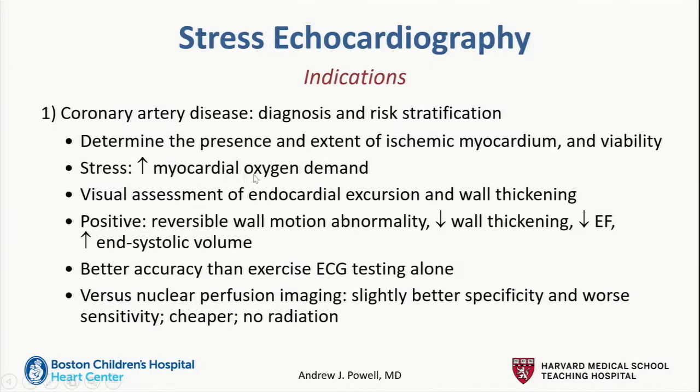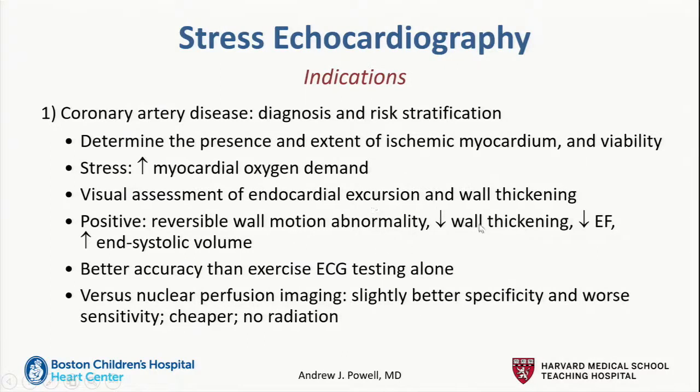We're increasing the myocardial oxygen demand, and we're going to see whether the blood supply can keep up with it. If there's a significant coronary artery stenosis, less blood, less oxygen delivery, there'll be an imbalance and dysfunction will develop. So visually, you're looking at the endocardial excursion as well as wall thickening, and a positive test would be if you see the development of reversible wall motion abnormality. Typically, things look okay at rest. You stress them, you get some decreased motion, and then they go back to rest and the motion recovers.